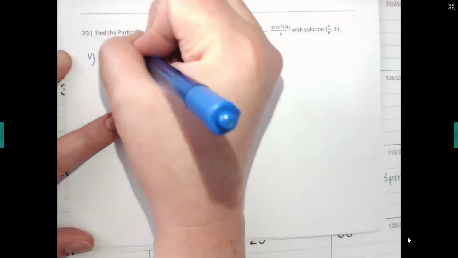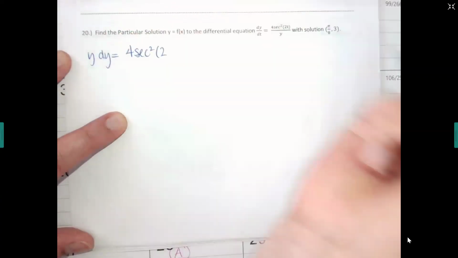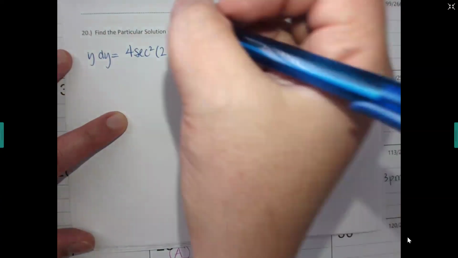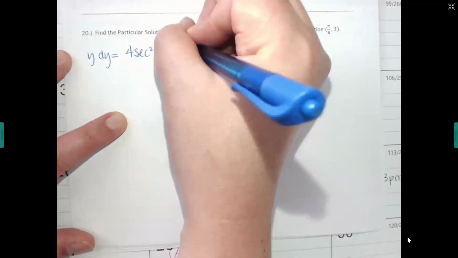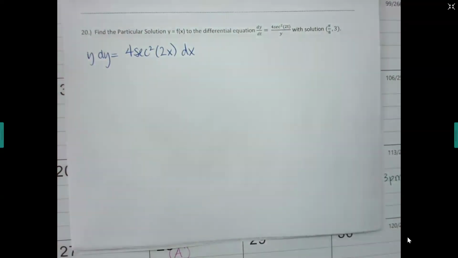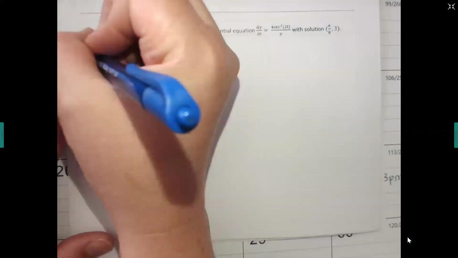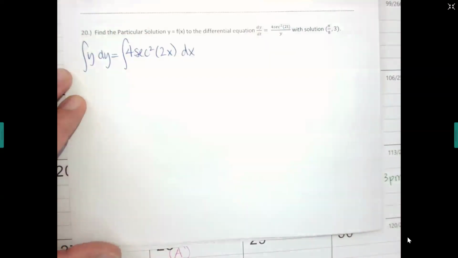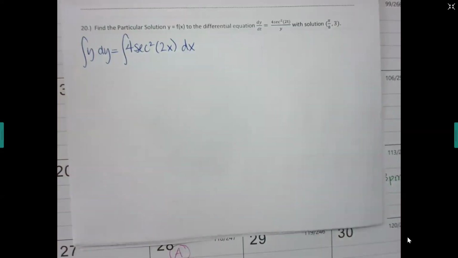Multiply. So now I have a y dy. And then I have a 4 secant squared 2t. Let's just turn it into an x, just to keep our lives easy. So 2x dx. Okay, they use t's, but I'm just going to make it an x. Which side, integral on both sides, which side is going to need u sub? The y's or the x's? The x's. The y is good.